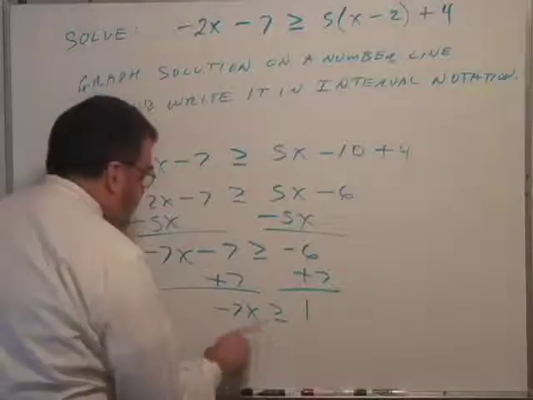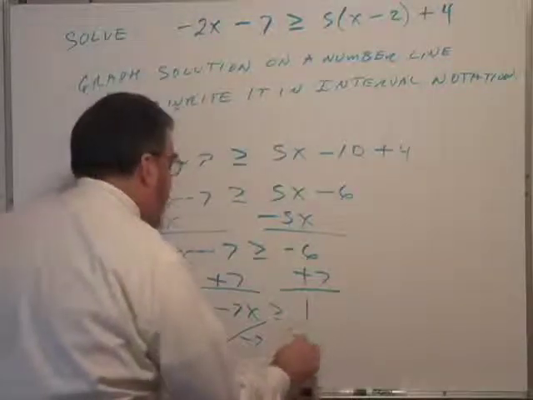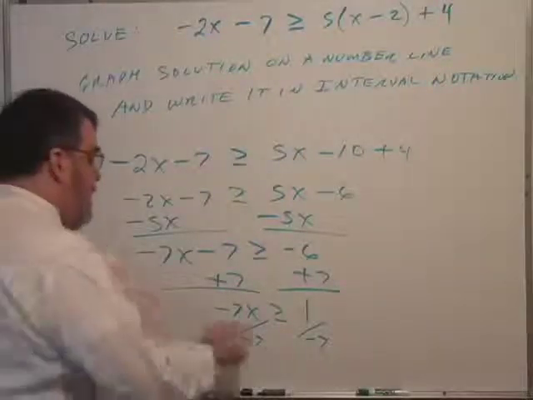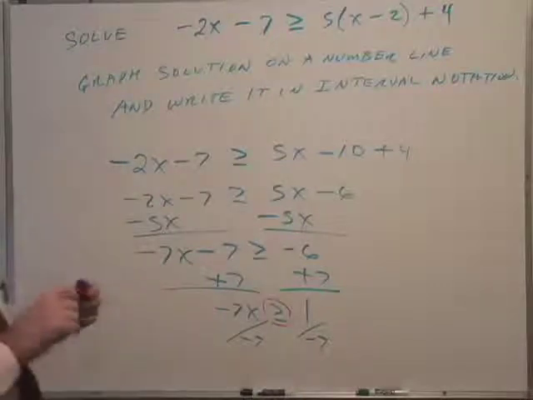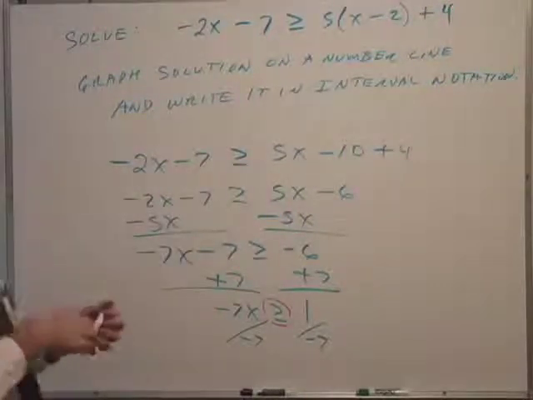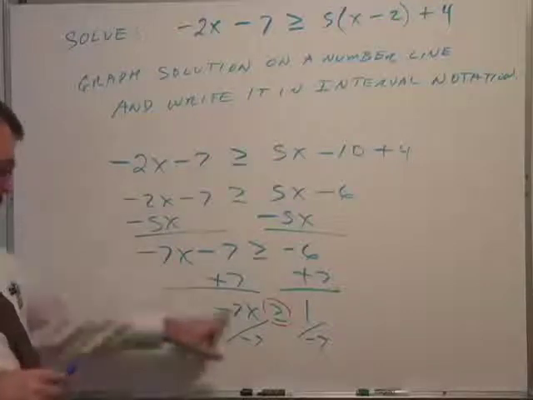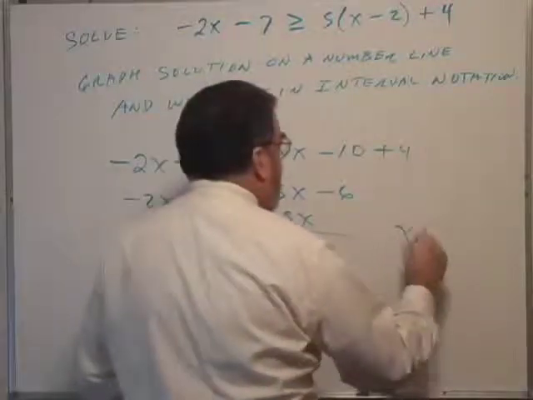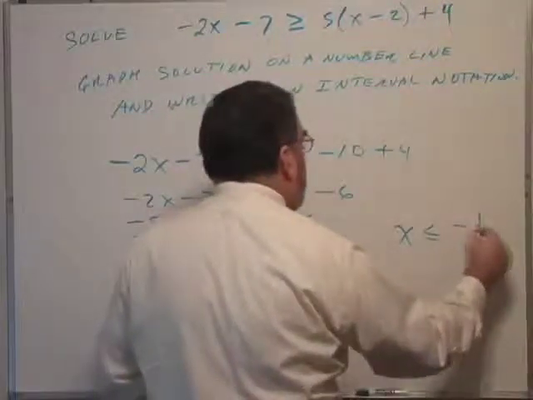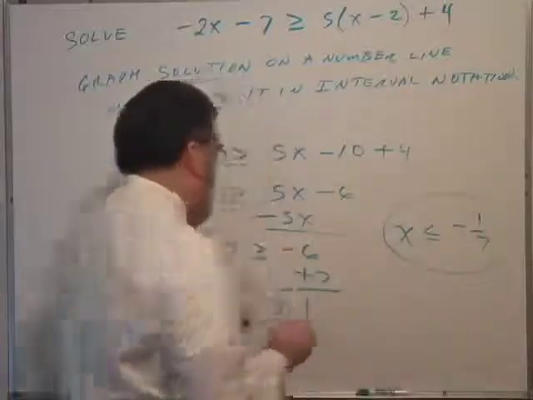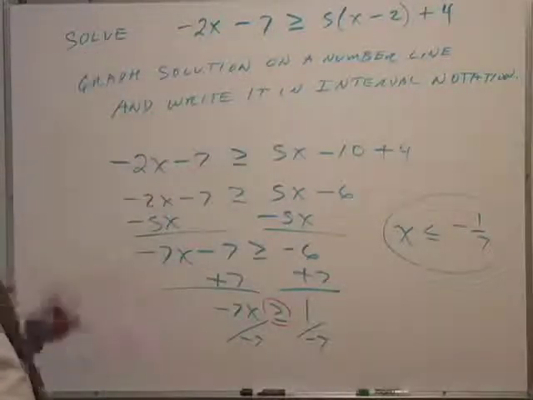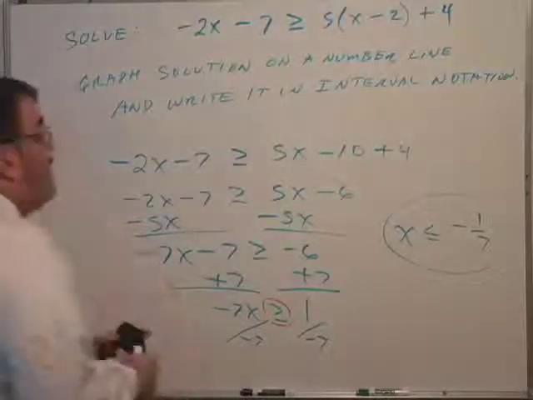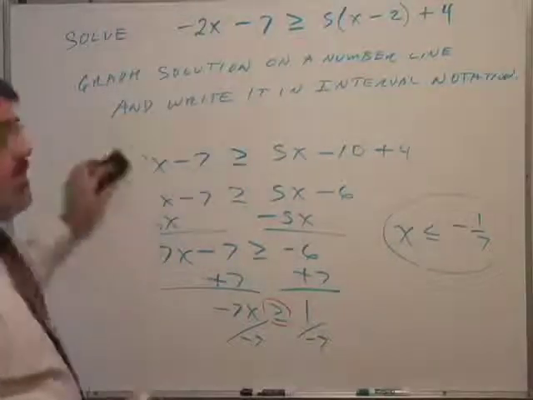And here's our moment of truth. To finish, I need to divide by negative 7. And because now I'm dividing by a negative, I have to switch my inequality. There's that reflection again, dividing or multiplying by a negative. So the negative 7's cancel. I have x is less than or equal to negative 1/7. All right, so all routine, I think, except for this one step that is new to us with inequalities. Let's graph the solution and write it in interval notation.